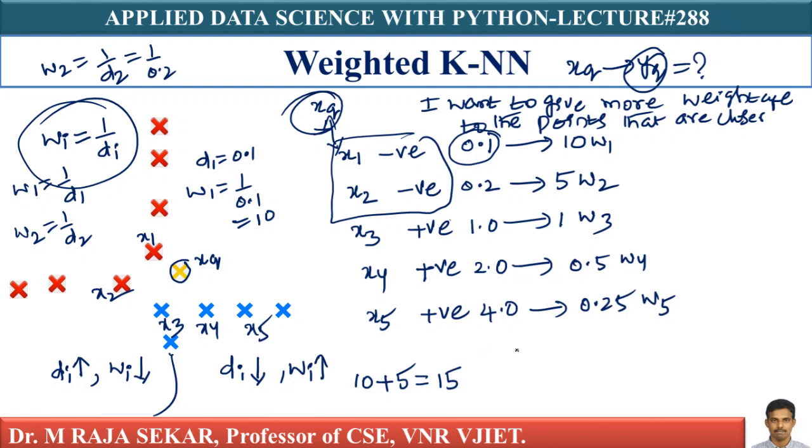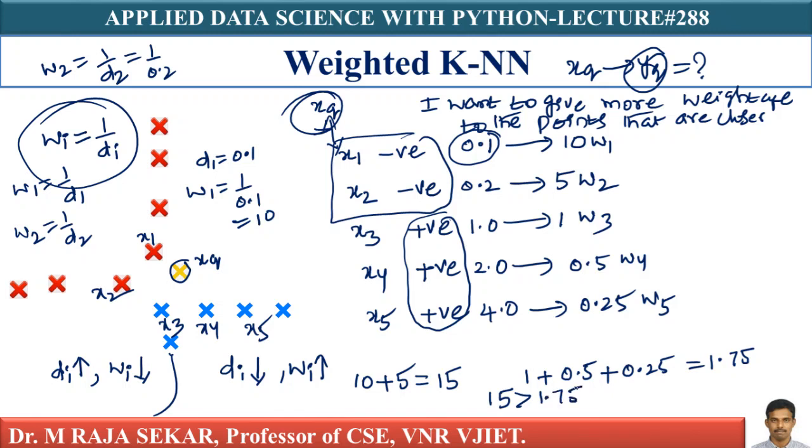And the sum of the weights of all the positive points. What are the positive points? These are positive points. What are the weights here? 1 plus 0.5 plus 0.25. That is essentially 1.75, isn't it? What is the weight? 15 is greater than 1.75, isn't it? If you add the weights of negative points, you are getting much more than positive points.